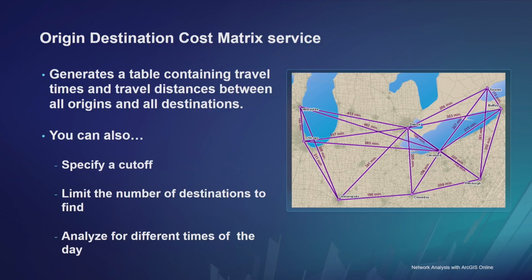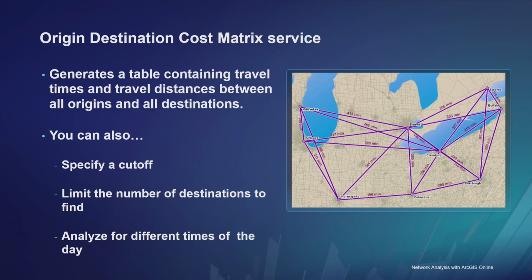Okay, back to Origin Destination Cost Matrix. It's very similar to the closest facility service where you say, I'm traveling from these things to these things, and you might want to find the 5 closest destinations within a certain cutoff. It gives you time and distance. It doesn't give you directions or the true shape. For some people, that's okay because they just want the time and distance.